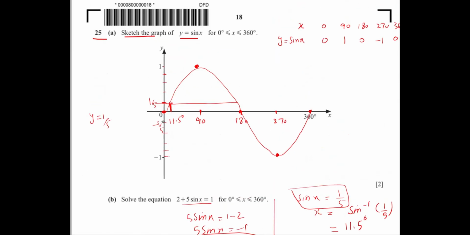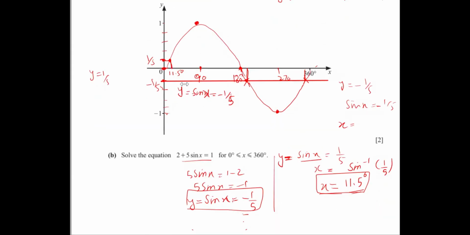We will draw a line which passes through the y-axis. After drawing this line y equal to minus 1 over 5 here, this line intersects the graph at these points. At these 2 points, the coordinate of x will be the solution of this equation sin x equal to minus 1 over 5. And for this value, we see the value of x here. Look here, the distance from 0 to this point for the value of sin x equal to 1 over 5 is 11.5 degrees.